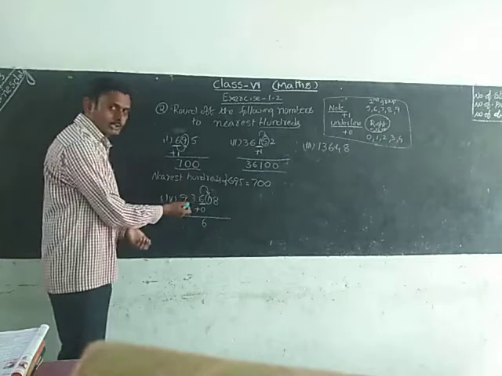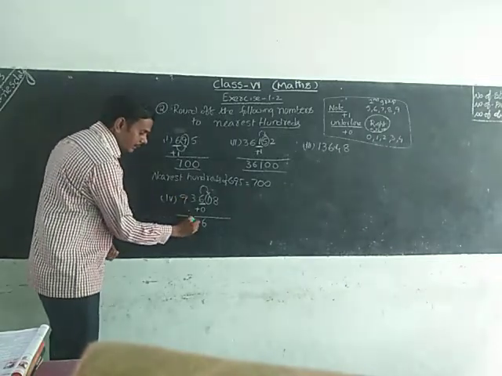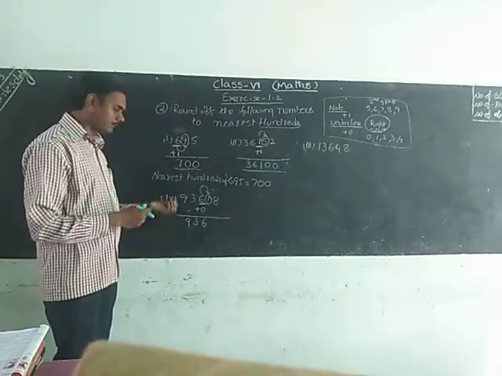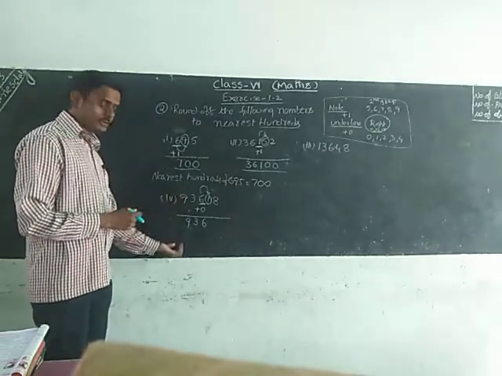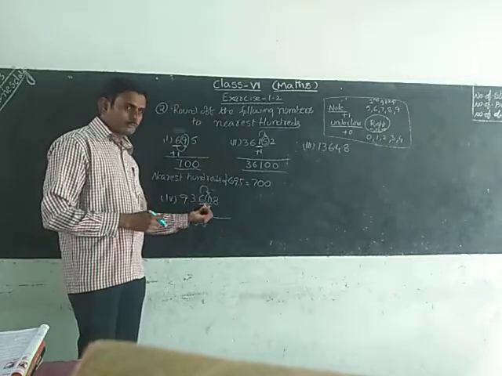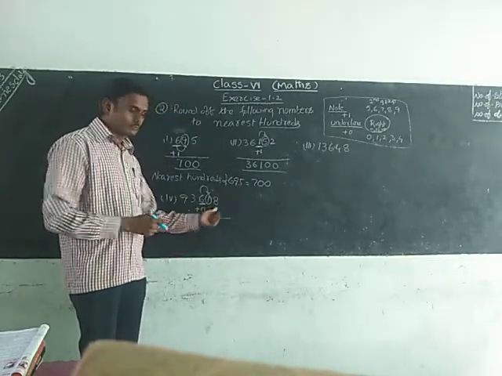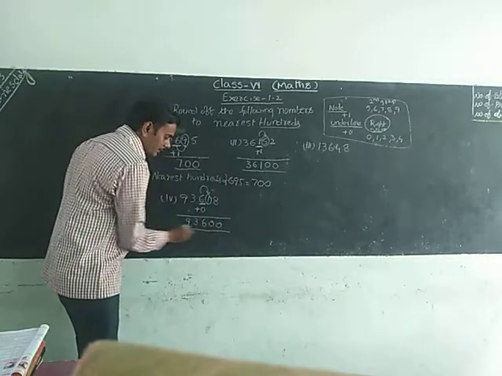Is there any carry? No carry, so the 3 and 9 stay the same. If a carry is there, we can add the carry; otherwise, copy the same number. After the underlined number, how many digits are there on the right side? 2. So 2 zeros have to be written. This is the answer.